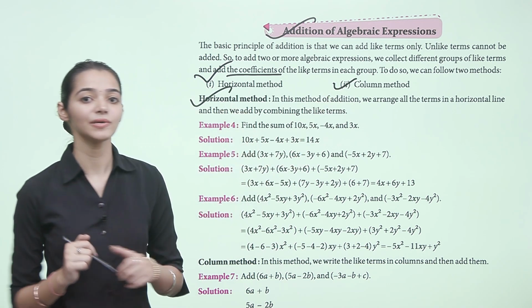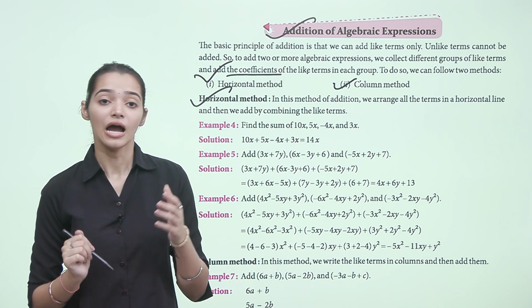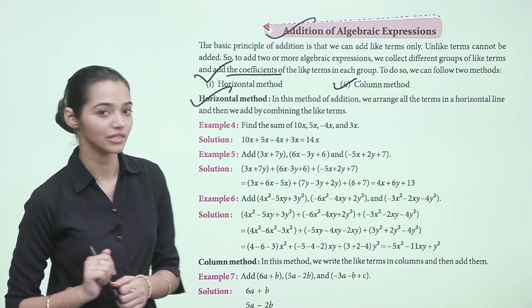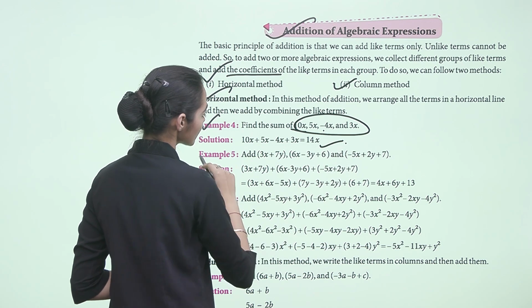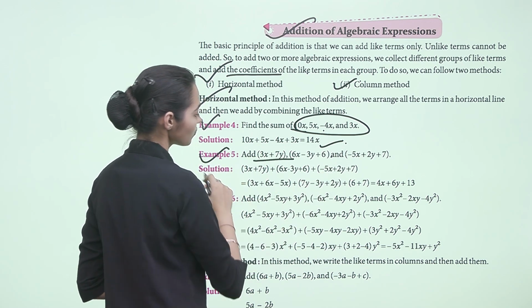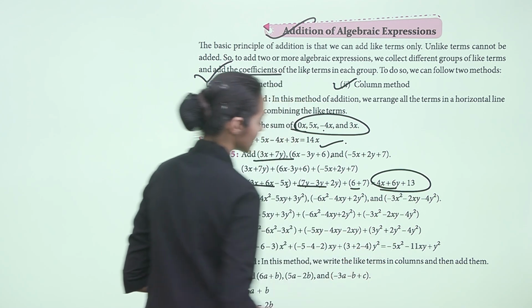Let's start with the horizontal method. Now in any method of addition, we arrange all the terms in a horizontal line and then we add by combining the like terms. Example, here we have to find the sum of all these, it's 14x. Here we have to add these terms. So firstly we will add the x ones, then the y, and then the constant. So this is our expression.